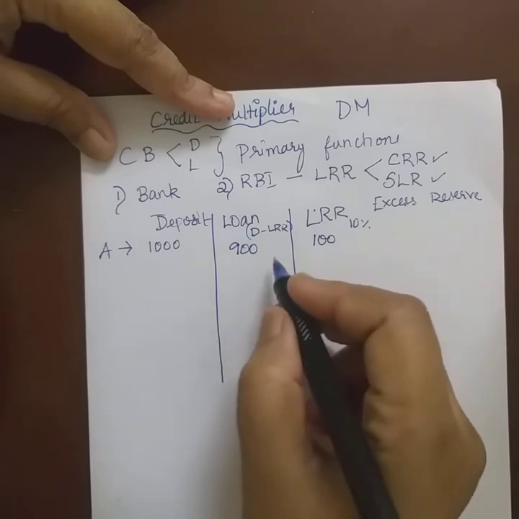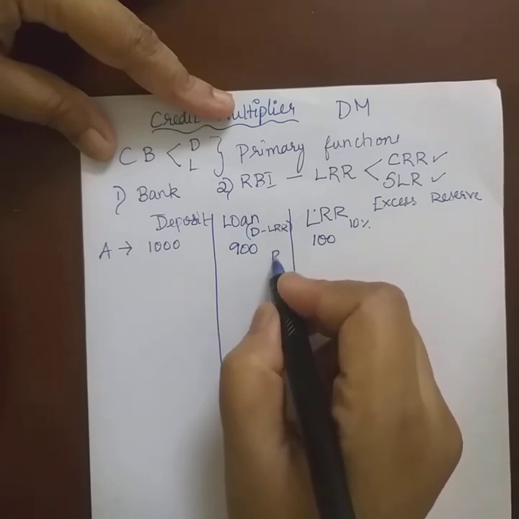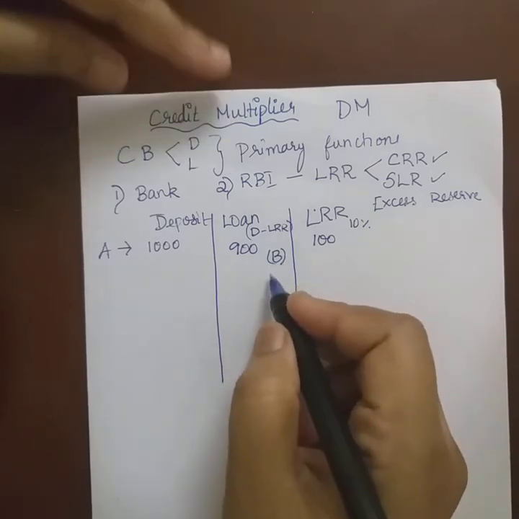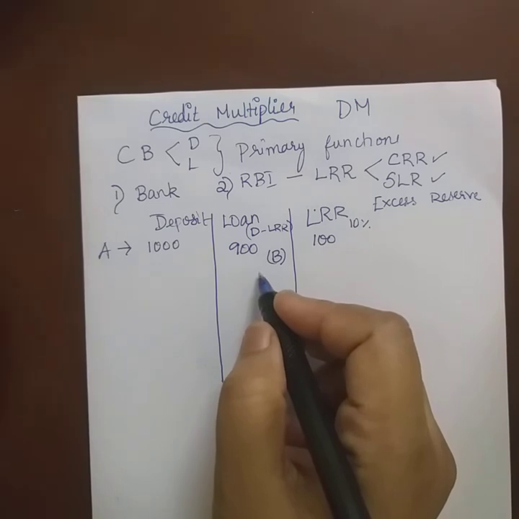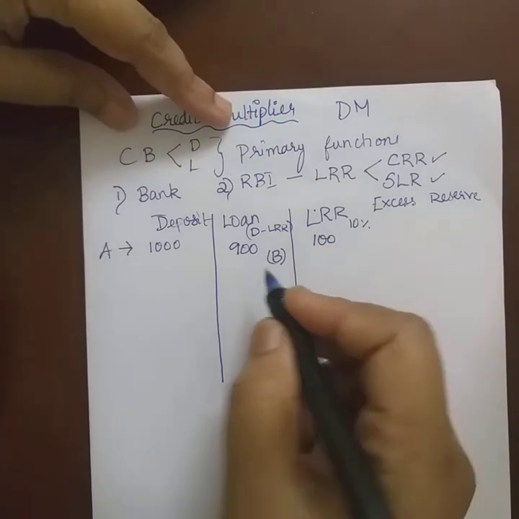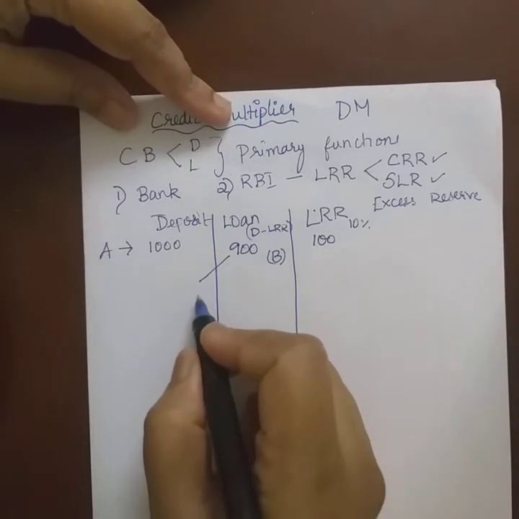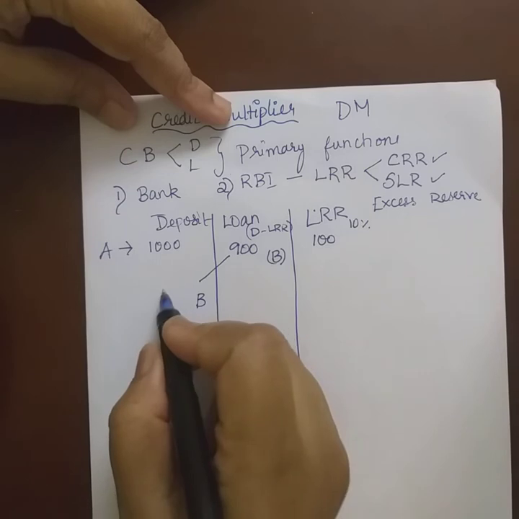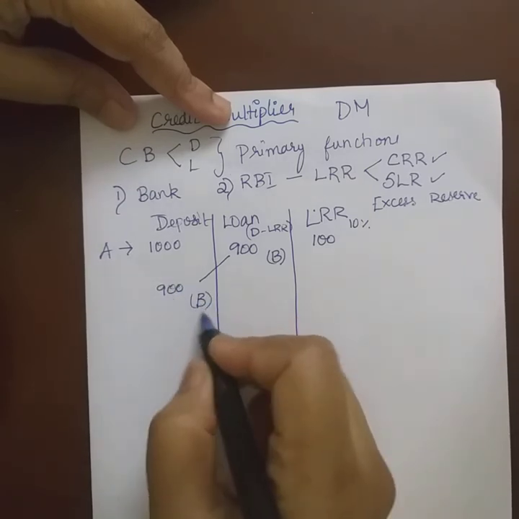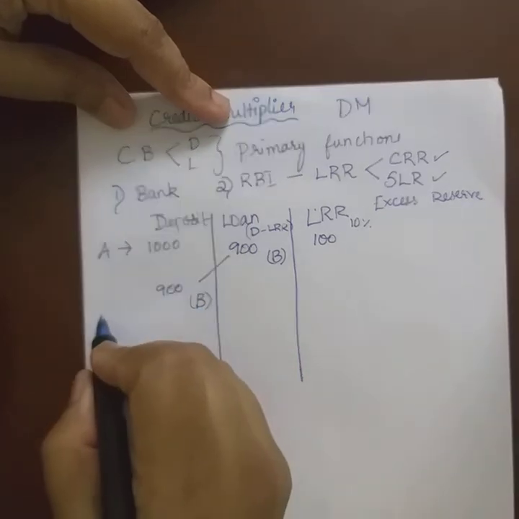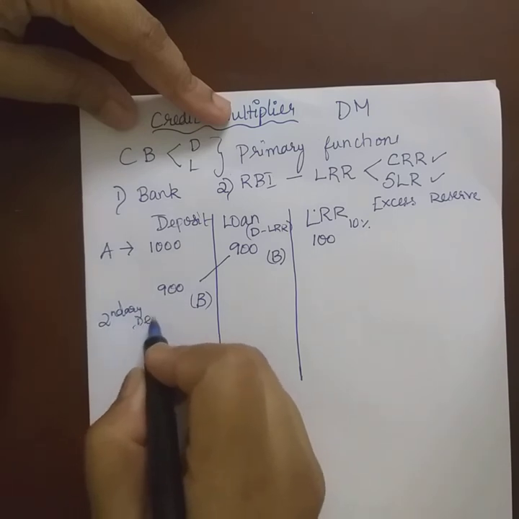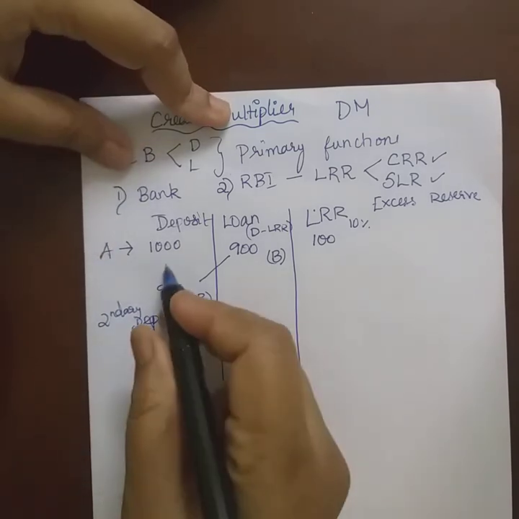Now let's assume that 900 is going to be given to another person B, right? Now the banks are going to give loans, they are not going to give the individual cash directly. So that would duly be deposited into B's savings bank account. The 900 will be deposited in B's savings bank account. So this is going to be the secondary deposit from that initial deposit.